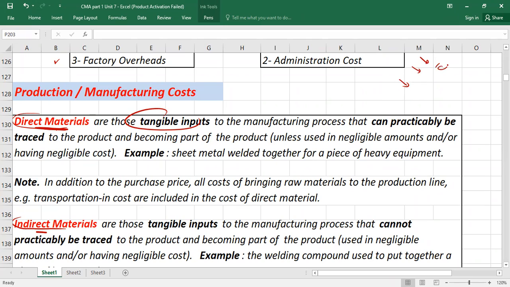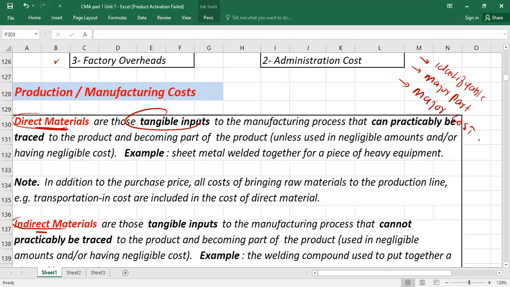If any material which is identifiable, what? Identifiable. You can look easily, right? And it is the major part of the product. What? Major part of product. Like it is an integral part of the product. Maybe without that the product cannot be completed. Third is what? It has a major cost also. What? Major cost. Major cost means to say the amount is not negligible. If these three conditions are there, so we will say the material, this is the direct material.